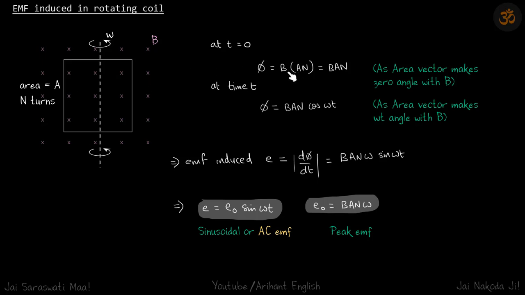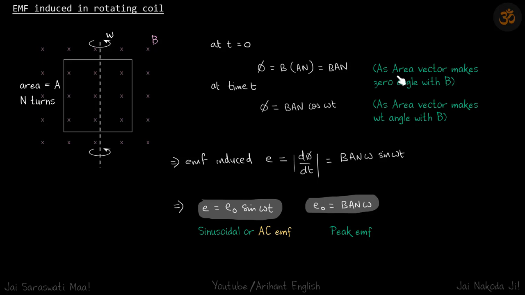So in this equation, B is constant, area is also constant, only the area vector is changing. So at time t, phi becomes BAN cos omega t. You can also think of how this result comes: if you do B dot S, between B and S at time t the angle will be omega t. So B dot S will be B into S into cos omega t.